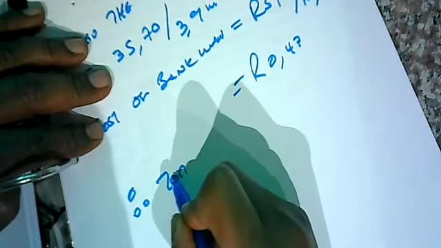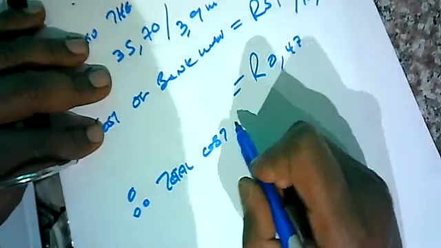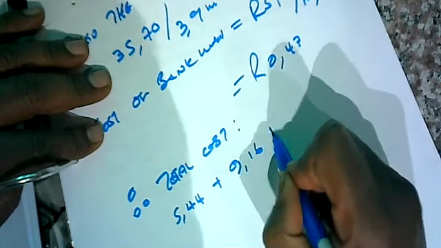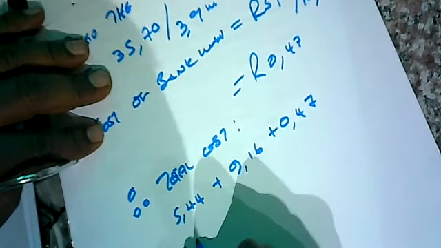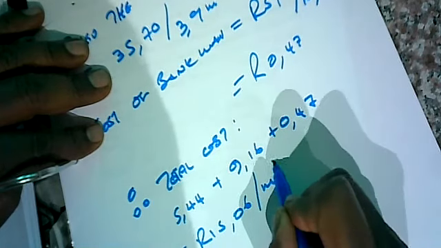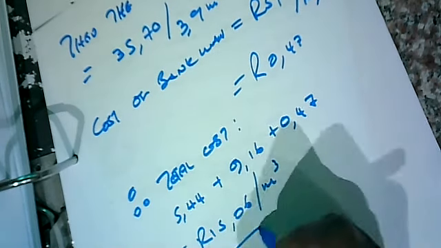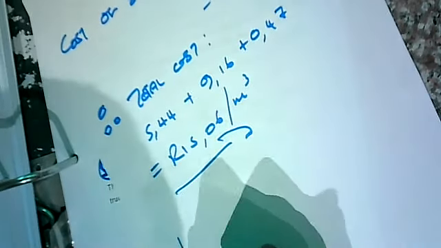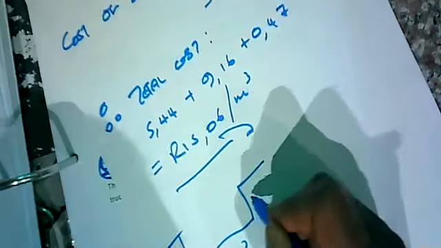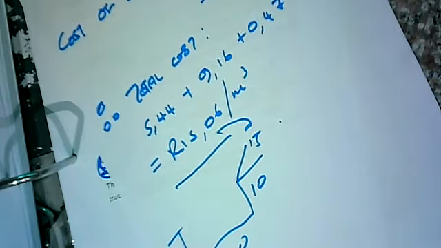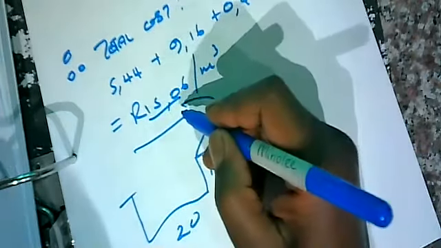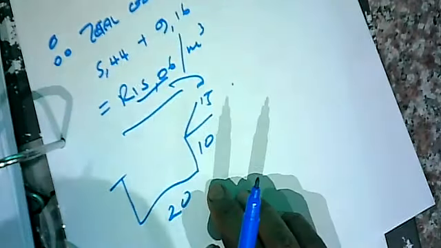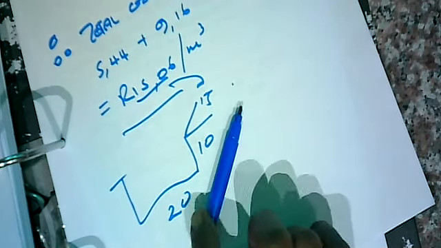Therefore, total cost is now 5.44 plus 9.16 plus 0.47, and it gives us a cost of 15 Rand and 6 cents per meter cube. That's it. Now, I can take this question one step further and say, here's the whole job. Here's the cost per meter cube that you calculated. What is the cost of this job? Easy. You know the volume times that, and you get the cost for that job. All right, so that's question 1.